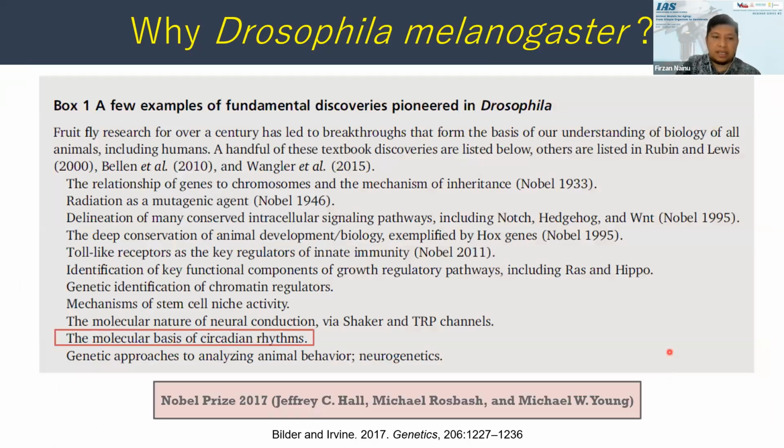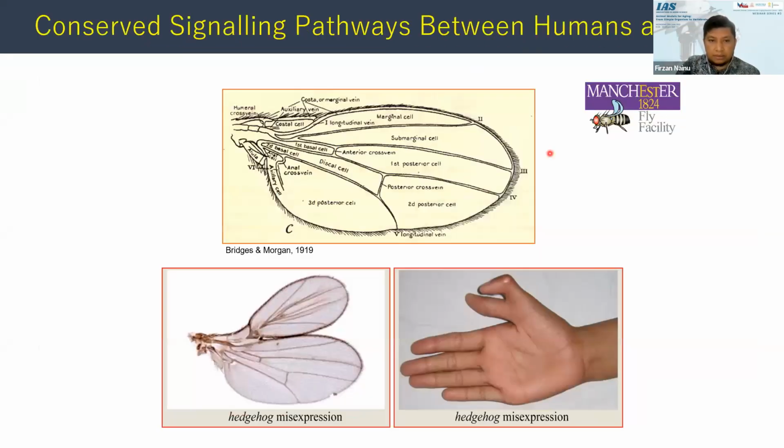And then, yeah, just as I said, in 2017, the last time Drosophila researchers got the Nobel Prize was for the discovery of the molecular basis of circadian rhythms, which has now been known to play a really significant role in humans' life, as well as in other mammals.